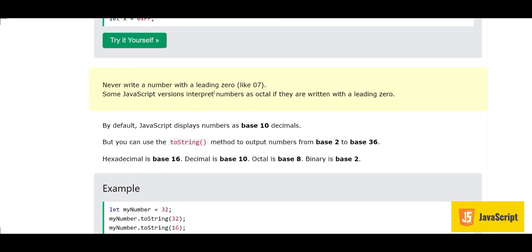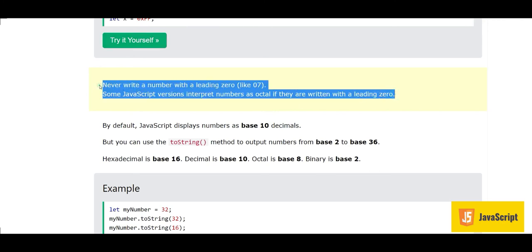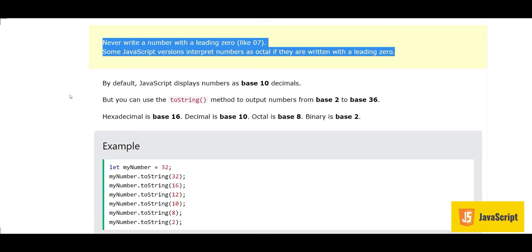So never write a number with a leading 0. This is a tip for you, like 07. Some JavaScript versions interpret numbers as octal if they are written with a leading 0. Right, so remember this important point.